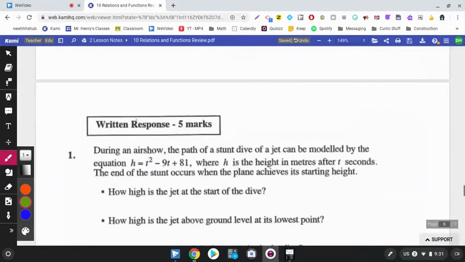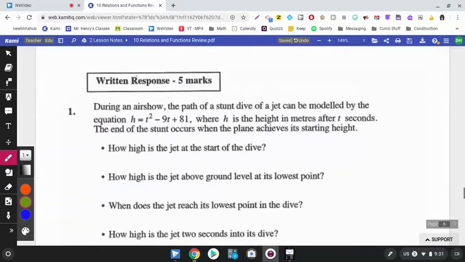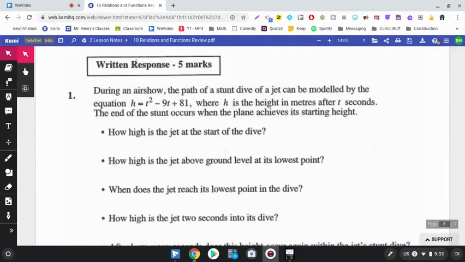Okay, let's go to the final question. And yeah, written response. That's the last one we'll do. It's the last question, and we're going to do this with our calculator. We're going to do everything we can with a calculator. So it says, during an air show, the path of a stunt dive of a jet can be modeled by the equation h equals t squared minus 9t plus 81, where h is the height in meters after t seconds. The end of the stunt occurs when the plane achieves its starting height. And then it asks a bunch of questions.